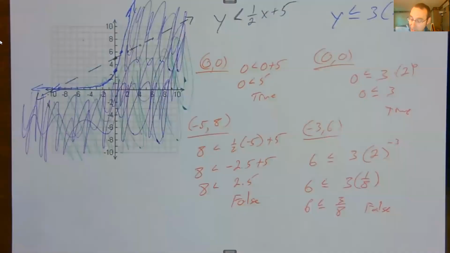You remember from the last video, what we really wanted were just the points that made both of these inequalities true. So where we had shaded purple and green at the same time.